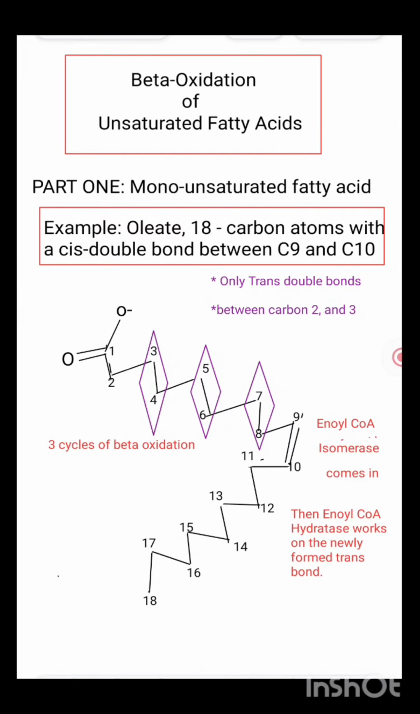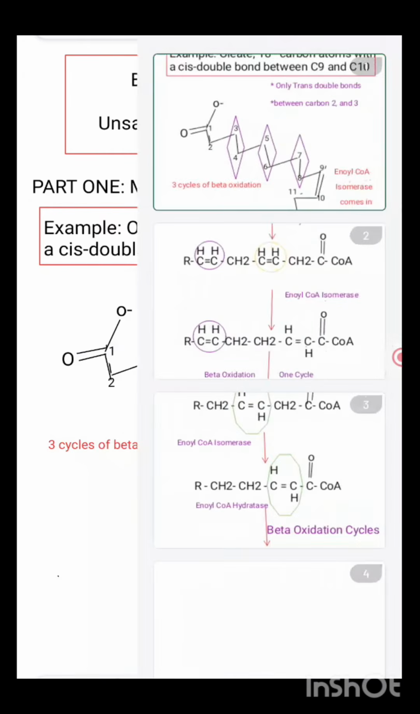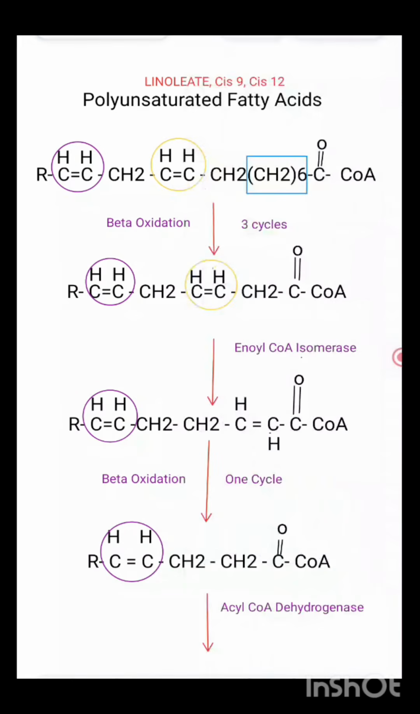Now, another interesting question is, what if we have more than one double bond? Here is an interesting structure of a fatty acid that has two double bonds. One double bond is between carbon 9 and carbon 10, and the other one between carbon 12 and 13. Linoleic acid, a polyunsaturated fatty acid, meaning that it has more than one double bond. So what is going to happen?